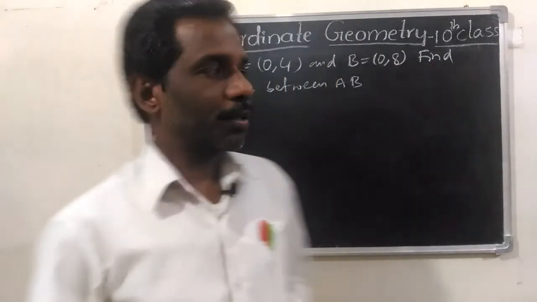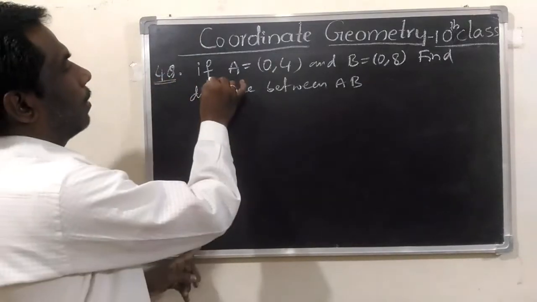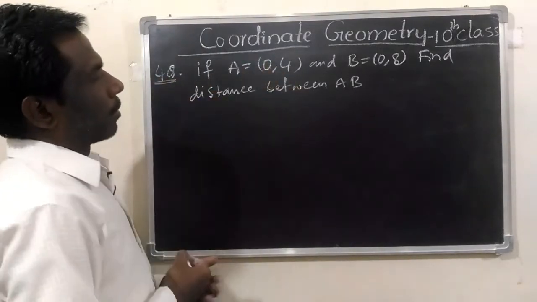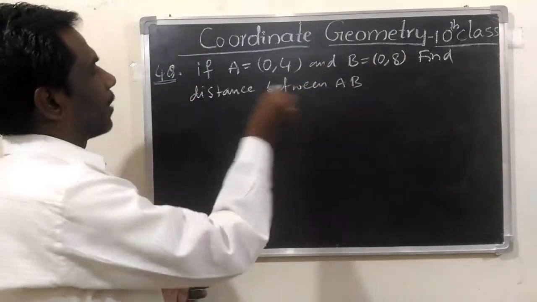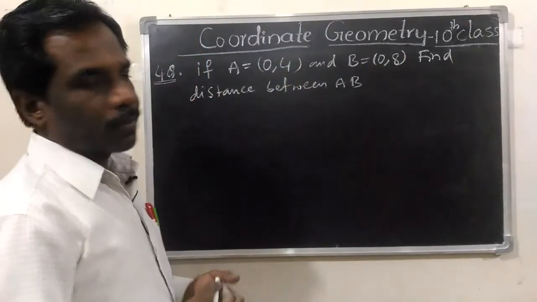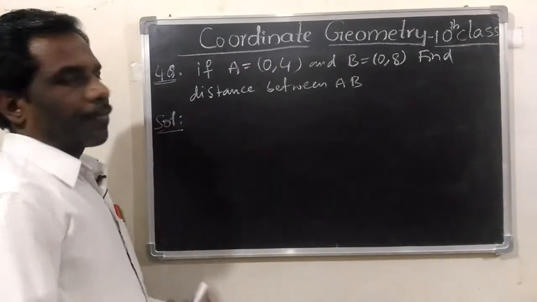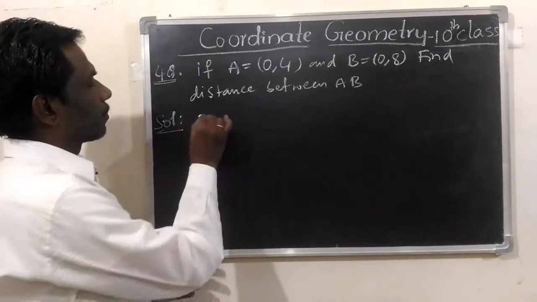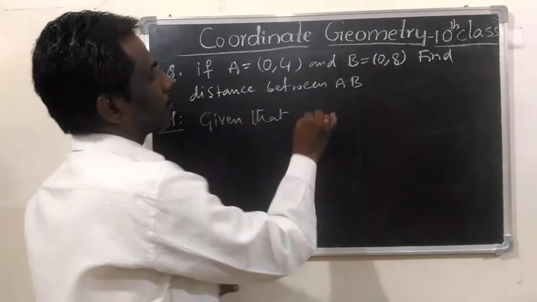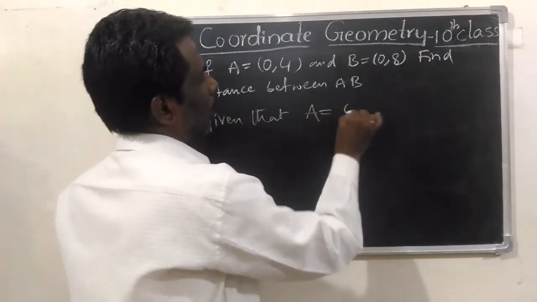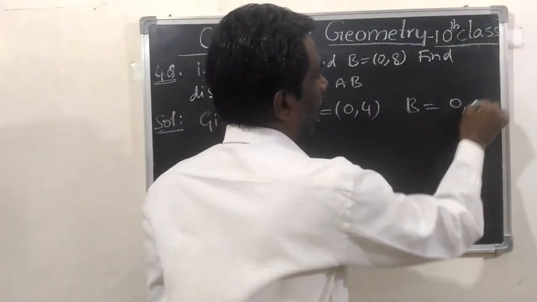Now we have one more question. Fourth question. If A equals (0, 4) and B equals (0, 8), find the distance between AB. So, come on, we solve it. Given that A point is (0, 4) and B point is (0, 8).